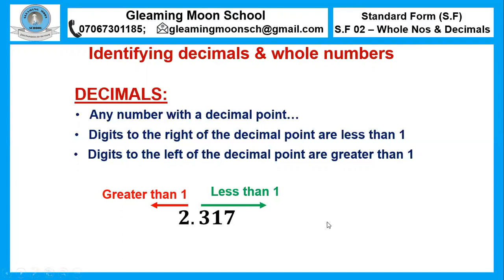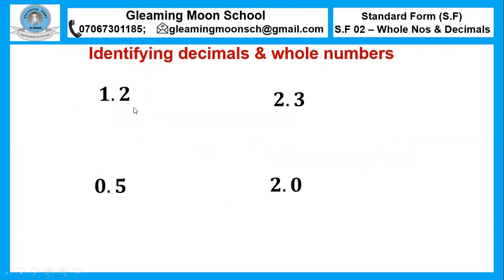Now let's look at more practical examples. So we have 1.2, 2.3, 0.5, 2.0. Now for 1.2, you can see the 1 part is what? 1 whole. So this one tells us that it is 1 whole, and then the 2 tells us that there are 2 parts. And here, 2 tells us it is 2 wholes, and 3 tells us that this is a part. So there are 3 parts to that.